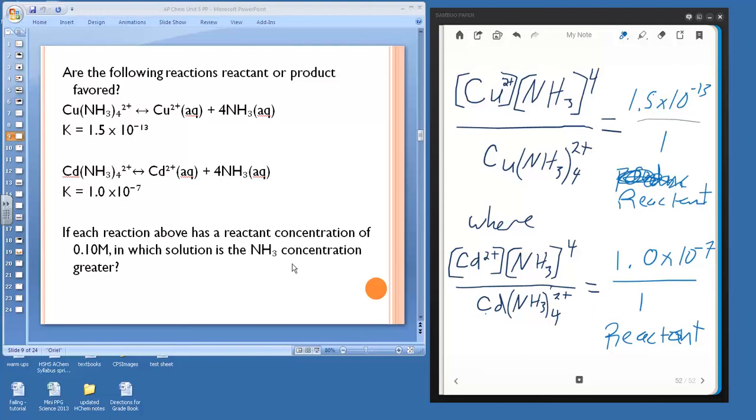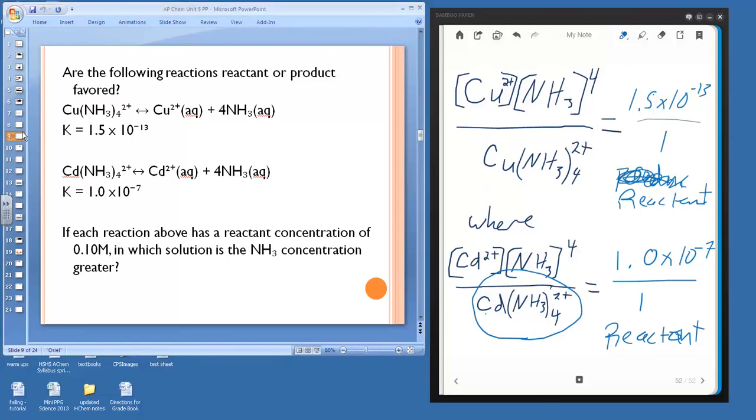So which solution is the NH3 concentration the greater? It would be greater in the cadmium ammonium ion solution, because his K value is closer to 1. It's not very close to 1, but in comparison to this guy, it's much closer. So again, the closer you are to that value of 1, the closer you are to a 50-50 split. Above 1, more products than reactants. Less than 1, more reactants than products.